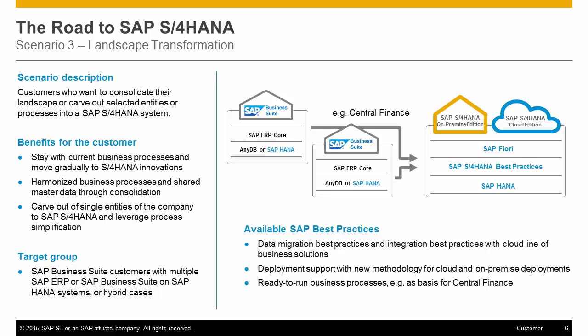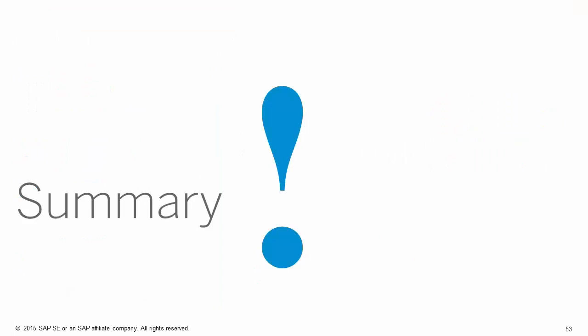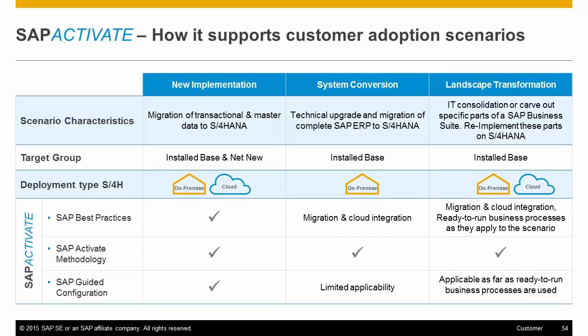requirements can be addressed. Let me now summarize some important takeaways about SAP Activate for SAP S/4HANA. First, we've introduced the three different customer migration scenarios: new implementation, system conversion, and landscape transformation. After that, we've been looking into the three pillars of SAP Activate: SAP Best Practices, methodology and tools for an assisted implementation. Now, in summary, how does SAP Activate support the implementation scenarios?